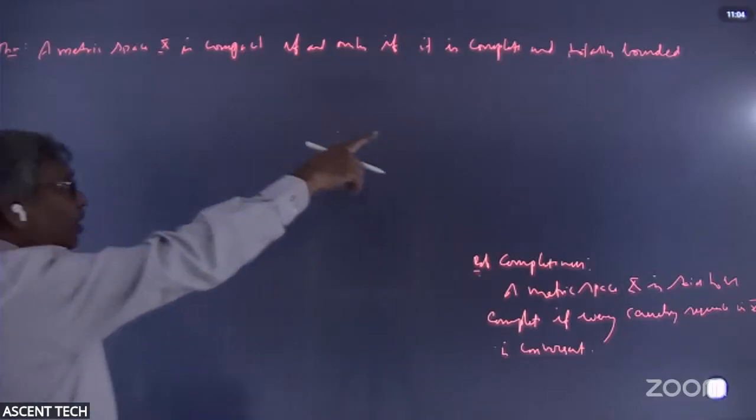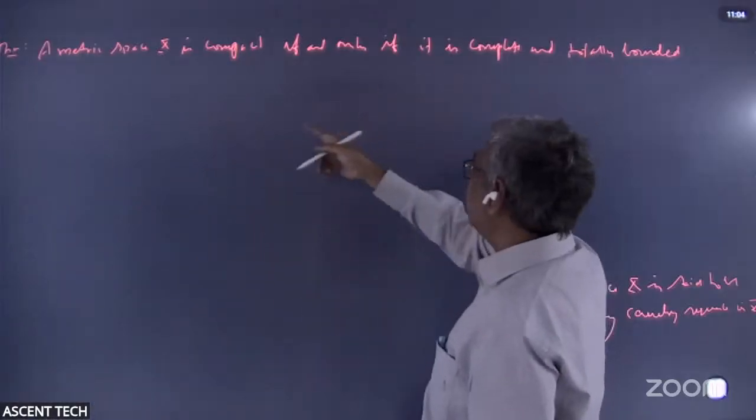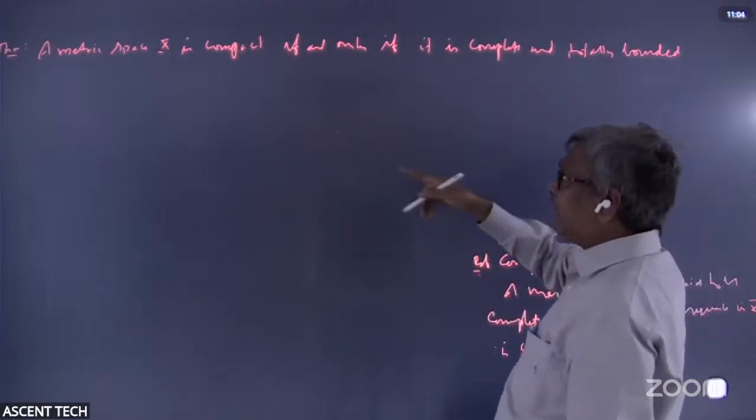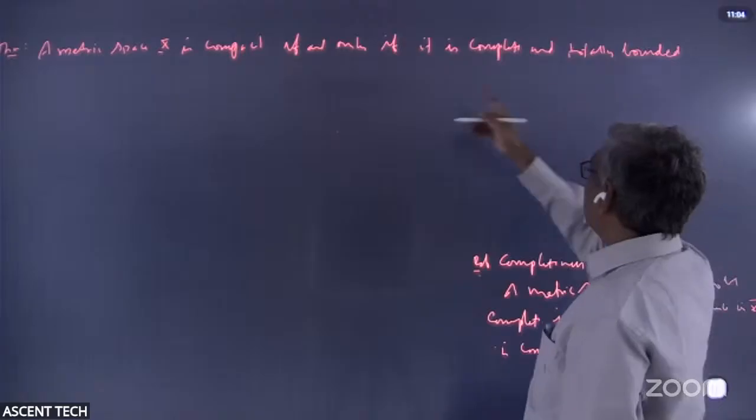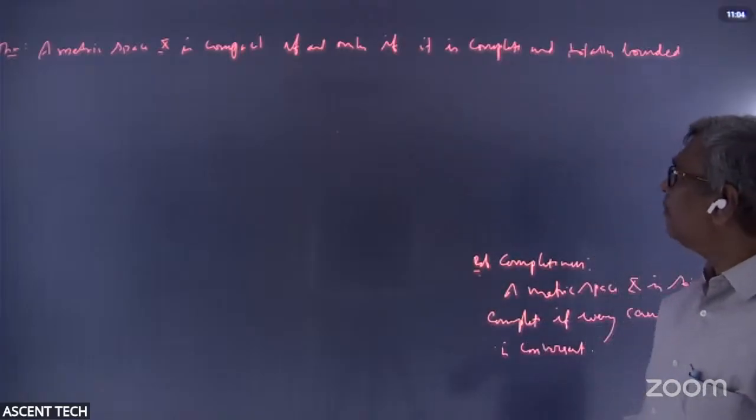If completeness and total boundedness are there, then I get compactness. Of course, the other way around is easy. Compactness implies completeness and total boundedness is easy. I already proved compactness implies total boundedness, and additionally compactness implies completeness. That's also not very hard.